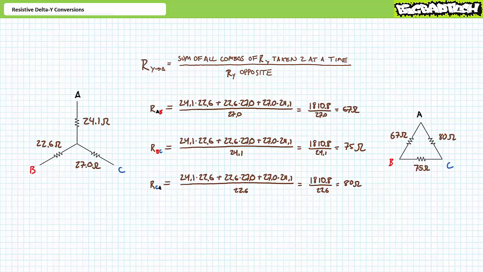Our equivalent delta configuration features RAB with a resistance of 67 ohms between nodes A and B, RBC with a resistance of 75 ohms between nodes B and C, and finally RCA with a resistance of 80 ohms between nodes C and A. Ideally, one should be able to exchange our previous Y configuration with this new delta configuration, and the circuit, source, or sources attached to these 3 nodes would be none the wiser to the substitution. Additionally, you should be extremely satisfied that this second conversion from a Y to a delta returned us to the original delta configuration we started with. I've got a reasonable degree of confidence our answers are correct, and we can move on to the next illustrated example.